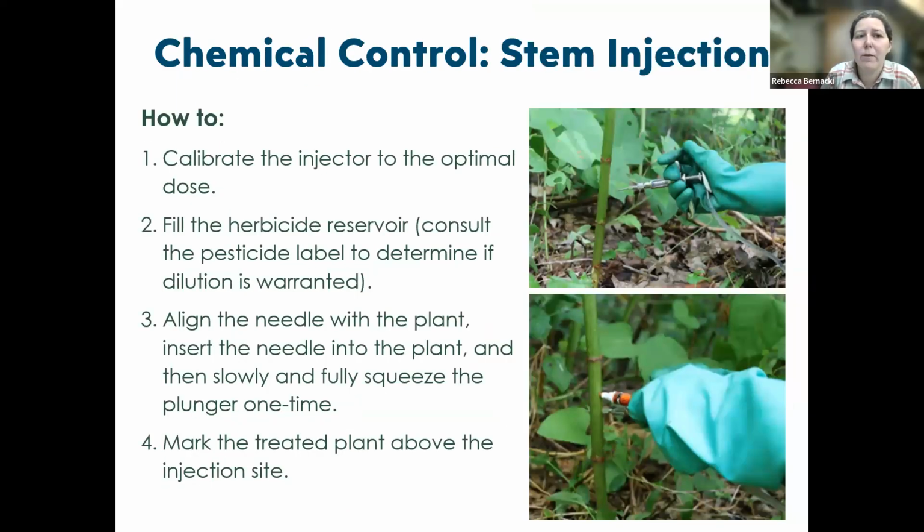The last type of chemical control we're going to talk about today is stem injections. So the first thing we're going to do is calibrate our injector to the optimal dose. A lot of times I use water to do this.